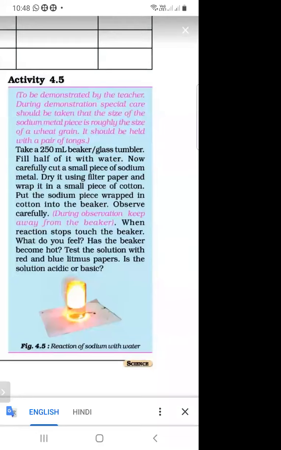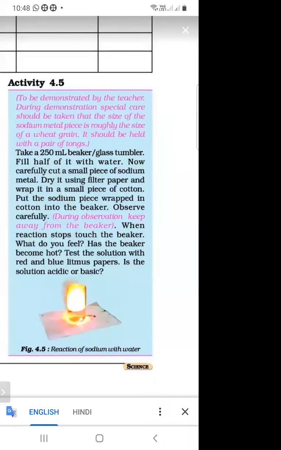Firstly, we'll take a 250 ml beaker, and we fill this beaker half with water. Then we will take sodium metal, and we will wrap the sodium metal in a piece of cotton.